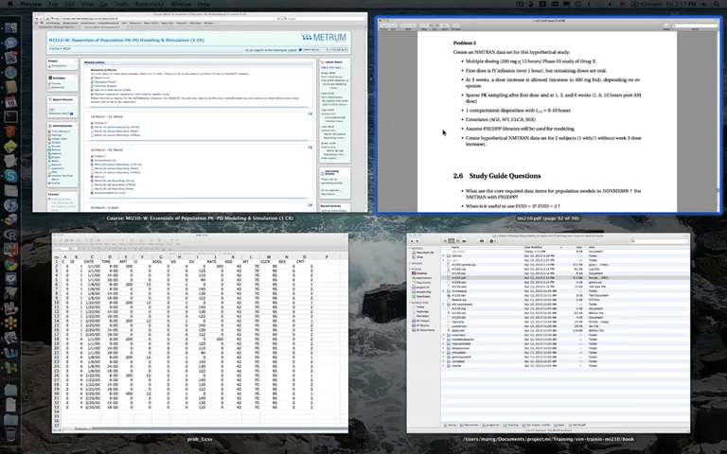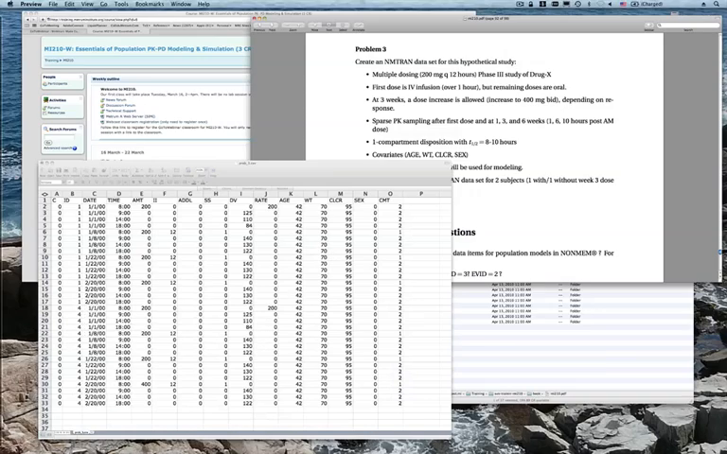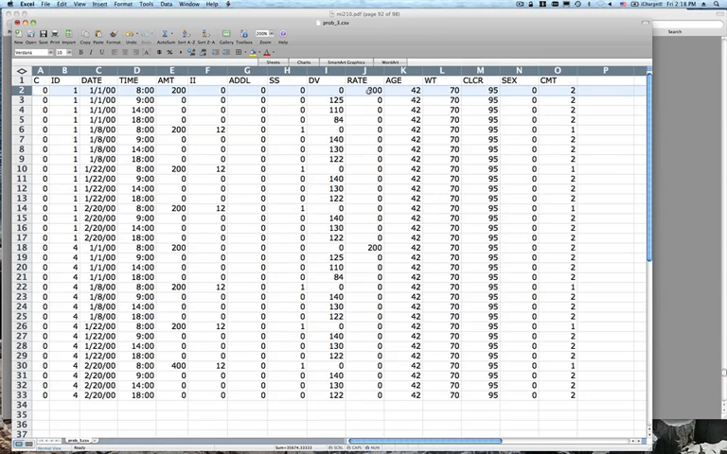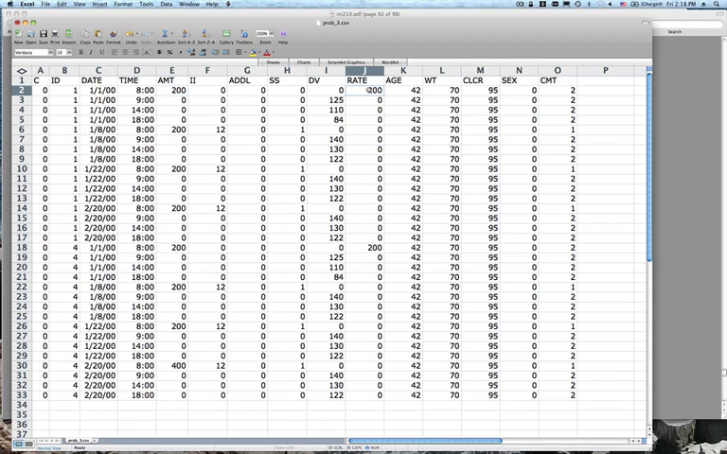Yeah, it's a 1 hour infusion. So if it was an instantaneous bolus, of course, the rate would be 0 here. So we're going to use an amount of 200 and a rate of 200 that gives us a 1 hour infusion into the central compartment. This is our first IV dose. There's no assumption of steady state or additional dosing. We're just talking about the very first dose here. SS is 0, ADDL is 0.